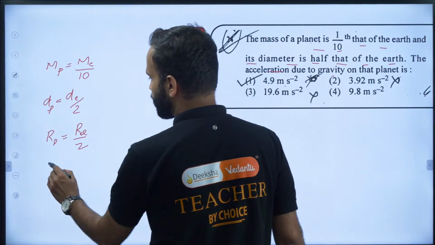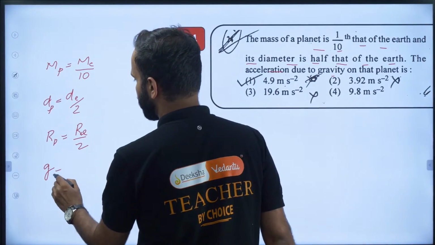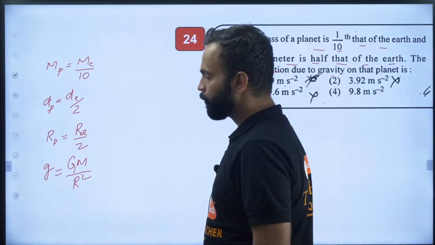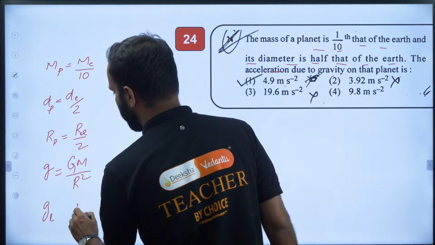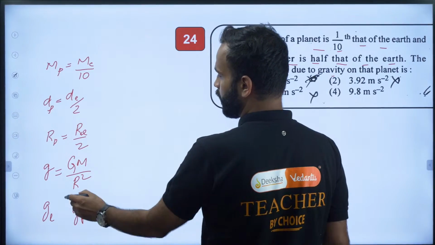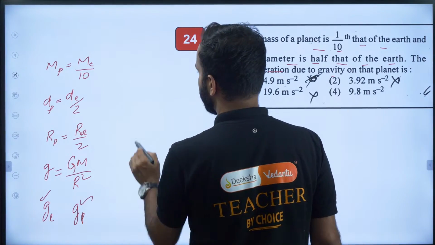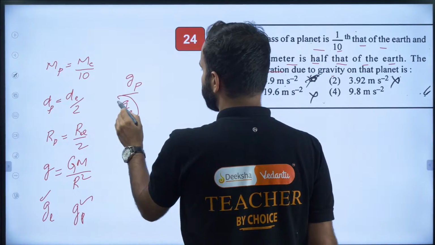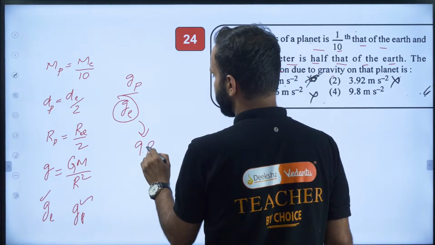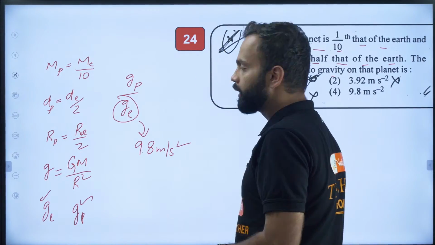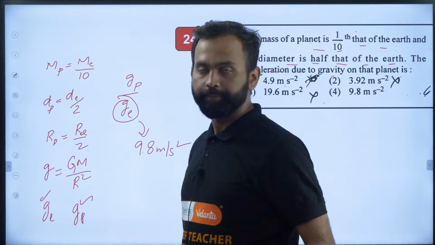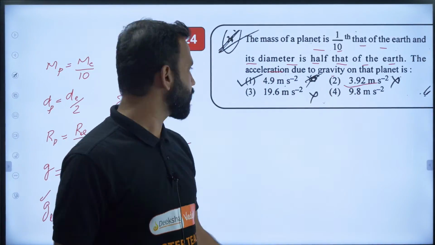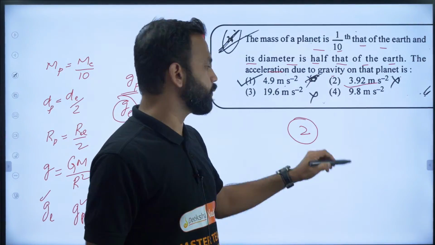So we know that acceleration due to gravity g is equal to GM divided by R square. For Earth it is Ge, for planet it is Gp. Now write the expression for Earth and planet and then take the ratio Gp by Ge. The value of Ge is 9.8 meter per second square. Then you will get the value of Gp as 3.92 meter per second square. So the correct option is 2.